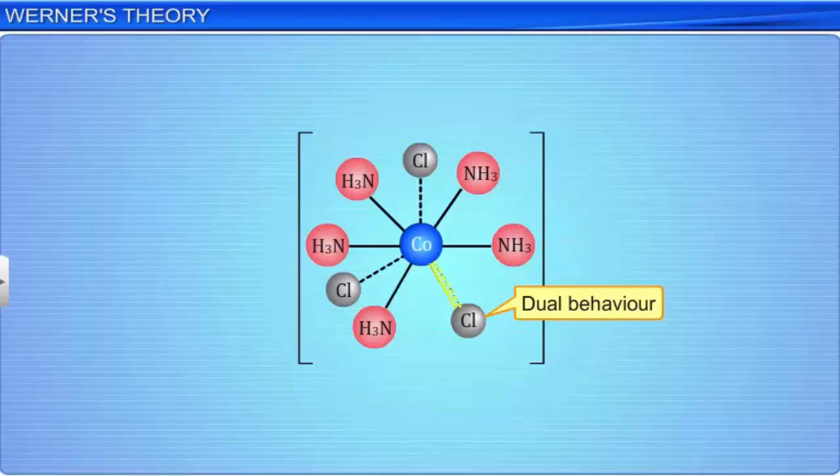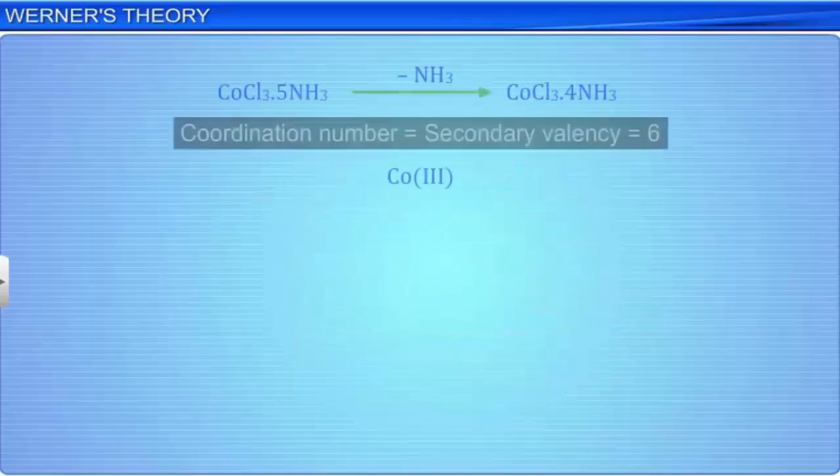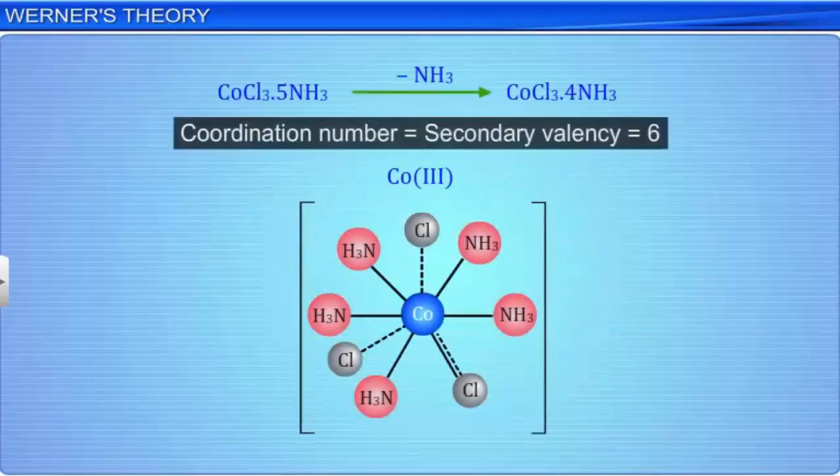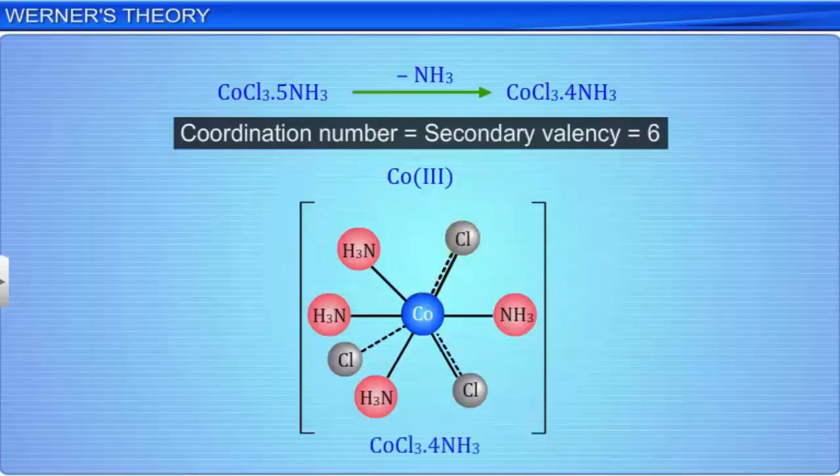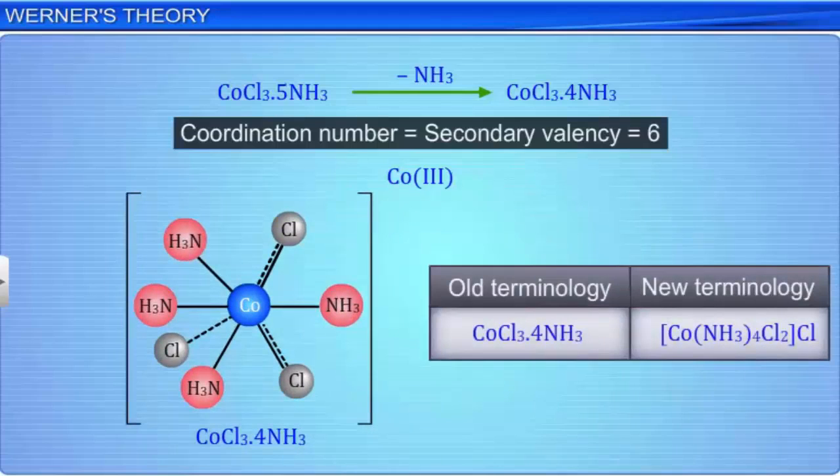Similarly, in CoCl3·4NH3, to satisfy the secondary valency of 6, 2 chloride ions assume dual behavior. In modern terms, the complex can be written as [Co(NH3)4Cl2]Cl. Thus, only one chloride ion can be precipitated as silver chloride.